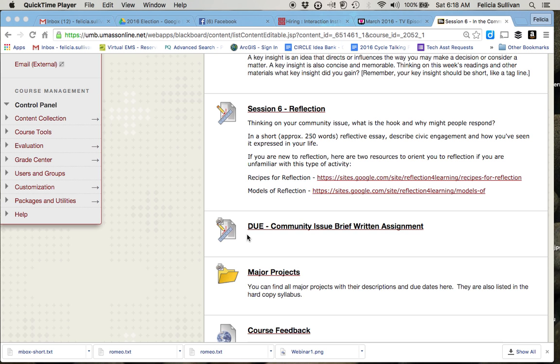This week is the actual written brief component. There are, on the community issue brief written assignment element in the major projects folder, examples of community issue briefs that you can look at, or you could look for some others yourself, just to give you an idea of how to format these and how to lay them out, and the various components that exist. So definitely look at those examples, but this is the written component.